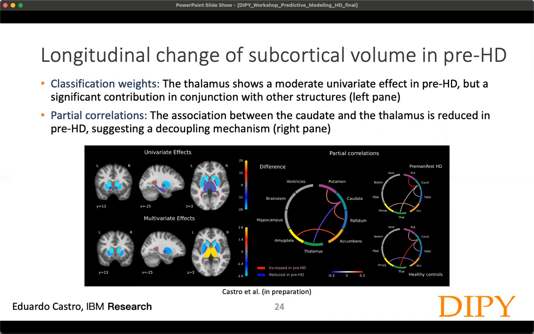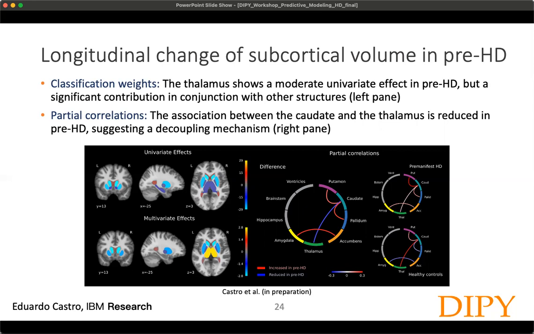Then we looked at the classification weights obtained by the logistic regression classifier, which in the end is a proxy of how well a region is doing when analyzed in conjunction with the other structures. And then we did an analysis to see which pairwise associations were informative for this analysis.